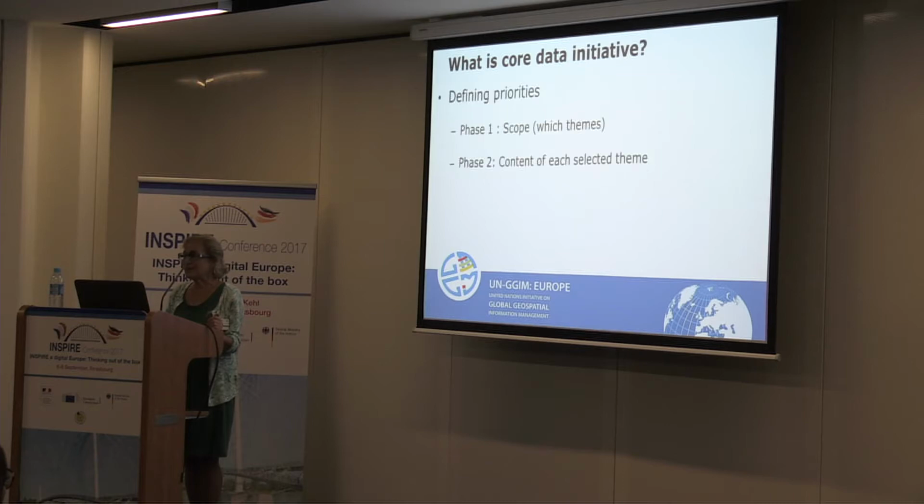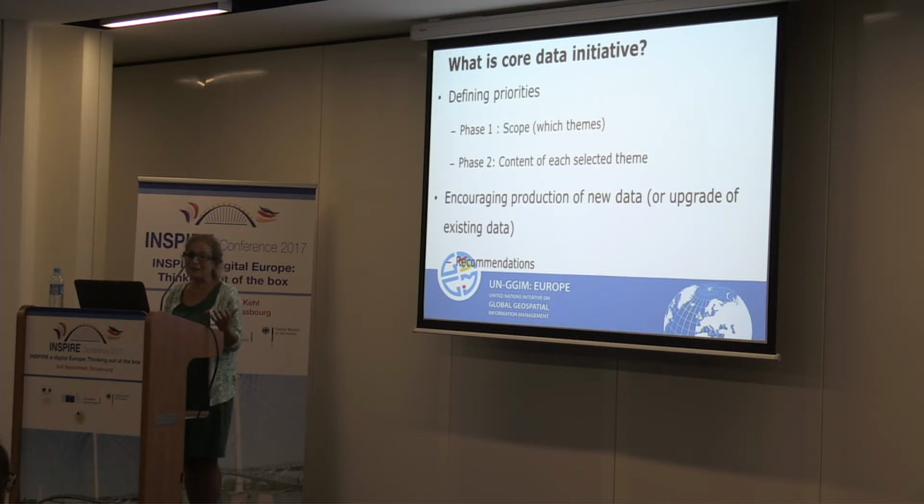The core data initiative itself is about defining priorities. We have two phases in our work. The first one is about the scope, which themes, and phase two is about defining the relevant content for each selected theme. I will talk mainly about phase one. And it's, as I already said, about encouraging production of new data, and the deliverables of this group will be recommendations. It's not a legal context as in INSPIRE, it's really recommendation, but with some UN weight.